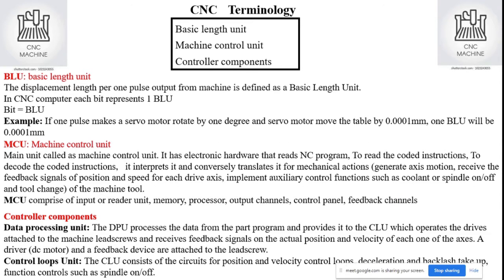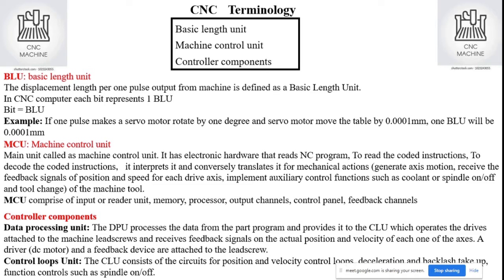And then, CNC terminology. Next topic. Now you are aware of the mechanisms and the equipment needed for a computer numerical control machine. Now I can tell you about the CNC terminology. These terminologies are also used to operate the machine. In that, three pieces of information are important: the basic length unit, the machine control unit, and the controller components. Here the machine control unit is generally called MCU in manufacturing industries.